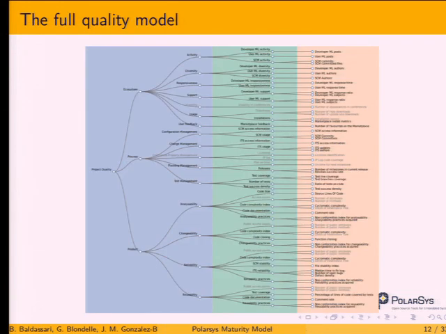And here it is. On the left, you have all the quality attributes that we have seen. They are mapped to some measurement concepts, measurement goals. And then you have one or more metrics which will allow us to compute the measurement goals and then compute the quality attributes.